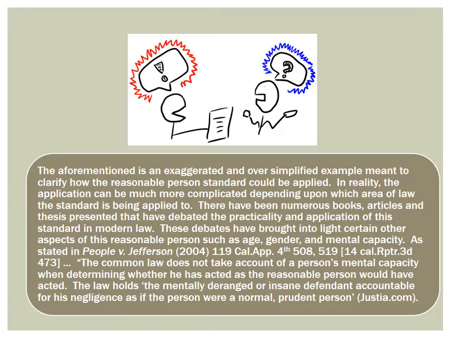As stated in People v. Jefferson, the common law does not take account of a person's mental capacity when determining whether he has acted as the reasonable person would have acted. The law holds the mentally deranged or insane defendant accountable for his negligence as if the person were a normal, prudent person.